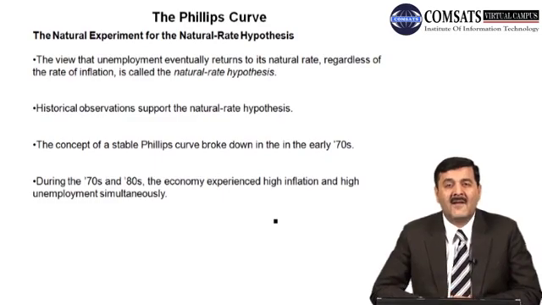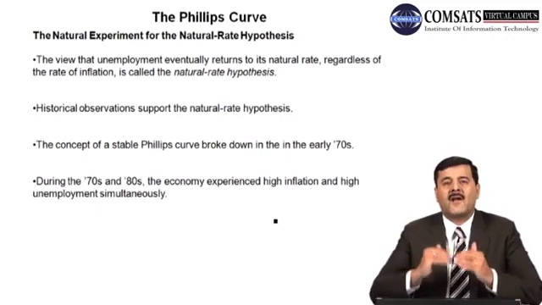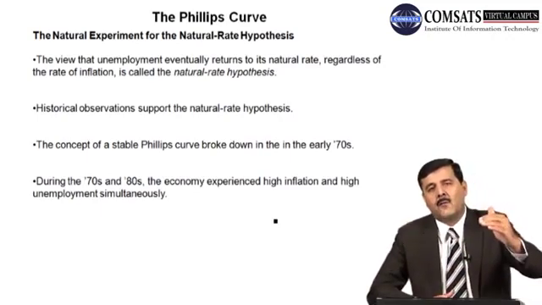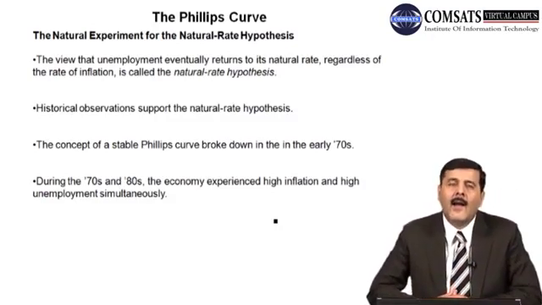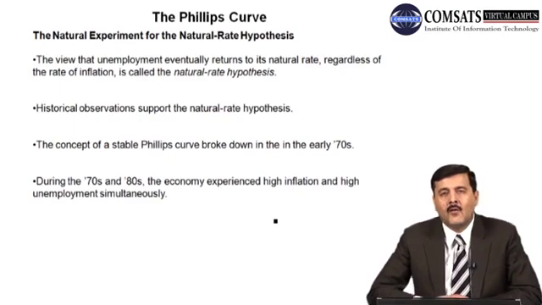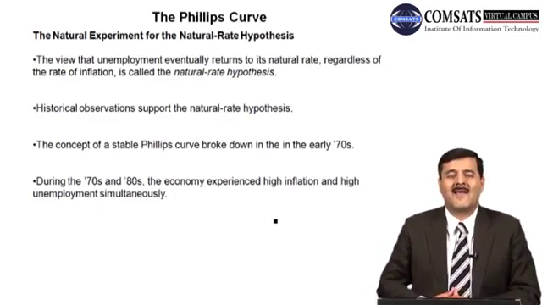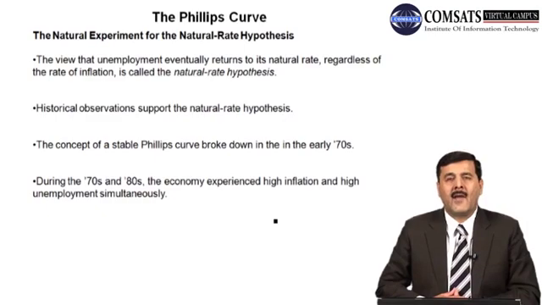So if we talk about the 70s and 80s, at that time both were moving in the same direction. High inflation rate was accompanied by high unemployment rate in the economy. So the concept of the stable Phillips curve broke in the early 70s, and in the late 70s and 80s both of the parameters were moving in the same direction, right? And that was high unemployment and high inflation in the economy.